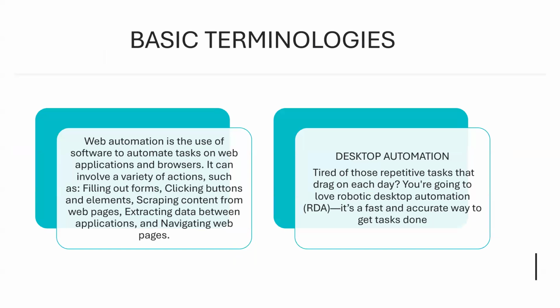These are the two basic terminologies: web automation and desktop automation. Web automation are those types of automations that we are doing on the website, on Chrome, whatever applications we have there, like extracting the data, scraping the content, navigating to the web pages, clicking the buttons and elements.